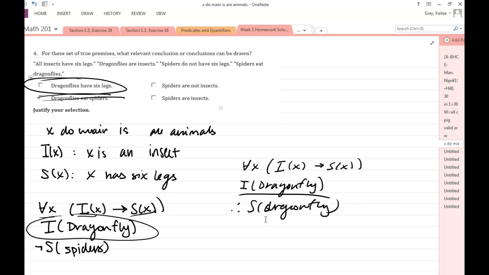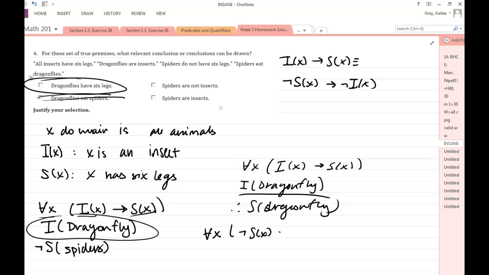Now, I know something about the negation of S of x. So I know that I of x implies S of x is logically equivalent to the negation of S of x implies negation of I of x, just using the contraposition there, the contrapositive. So I can also write this as for all x, if the negation of S of x is true, then the negation of I of x is true. So I know that spiders do not have 6 legs. So then I can conclude that a spider is not an insect.